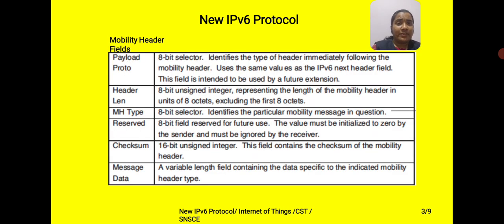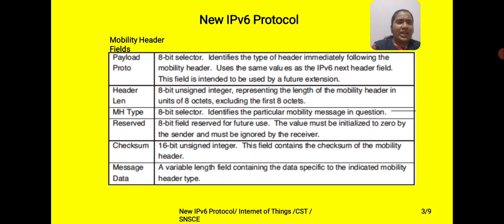In the mobility header fields, there are payload protocol, header length, MH type, reserved, checksum, and message data. The payload protocol is an 8-bit selector that identifies the type of header immediately following the mobility header, and uses the same values as the IPv6 next header field. This field is intended to be used by a future extension.